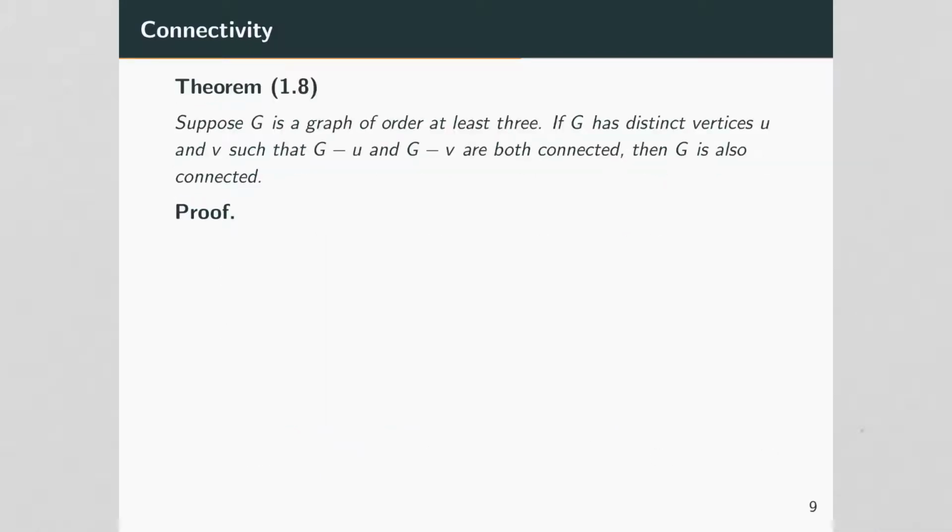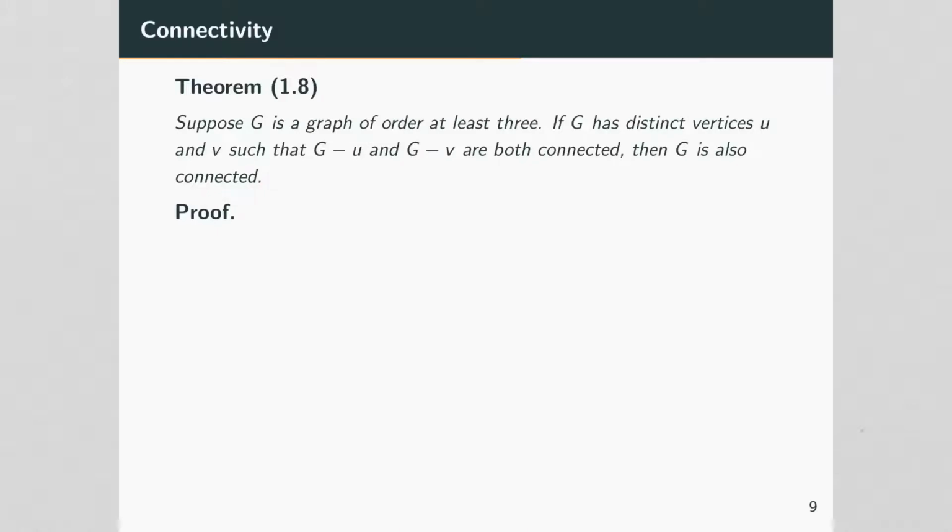All right, so our final result for this video is theorem 1.8. What does it say? It says that if we have a graph G of order at least 3, we'll start with that. If G has distinct vertices U and V, such that G minus U and G minus V are both connected, then G is also connected.